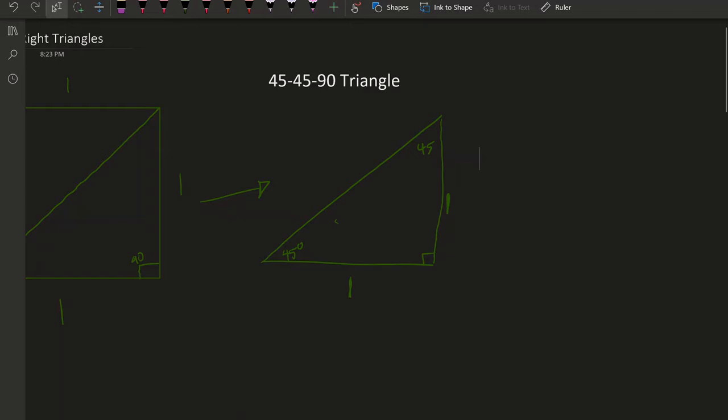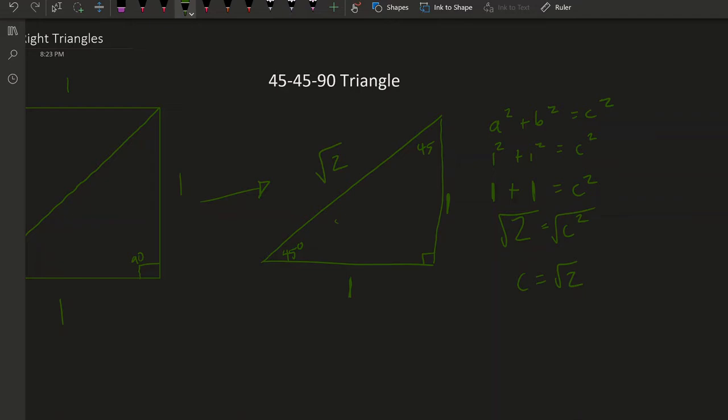Now, we know that each of these sides is 1, but now I need to figure out what the hypotenuse is. So we're going to go ahead and use the Pythagorean theorem. a squared plus b squared is equal to c squared. In this case, 1 squared plus 1 squared equals c squared. Of course, 1 squared is just 1, because 1 times 1 is 1. 1 plus 1 is 2, equals c squared. Then we would take the square root of each side to get c is equal to the square root of 2.